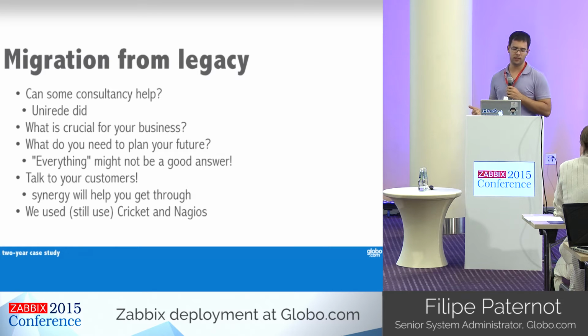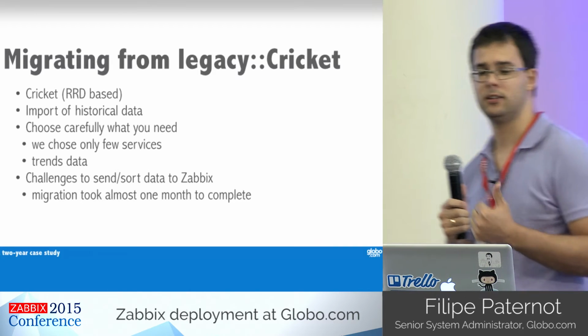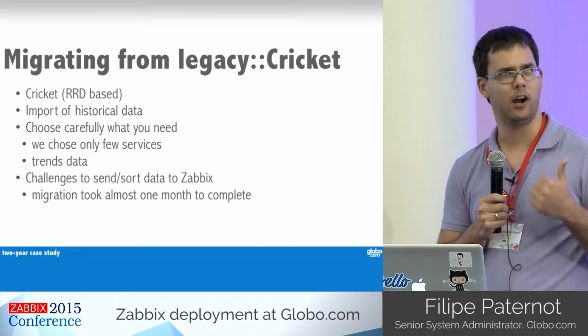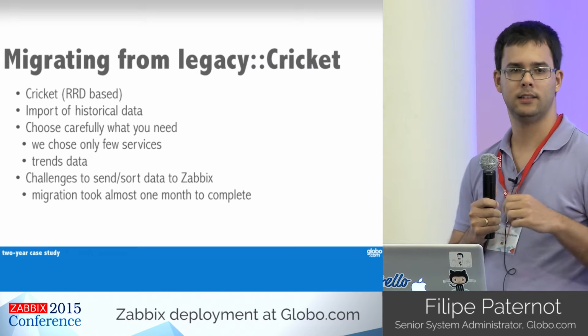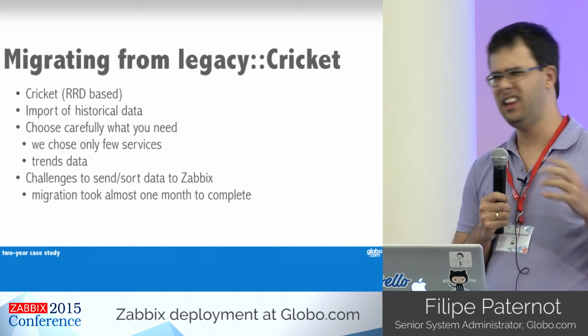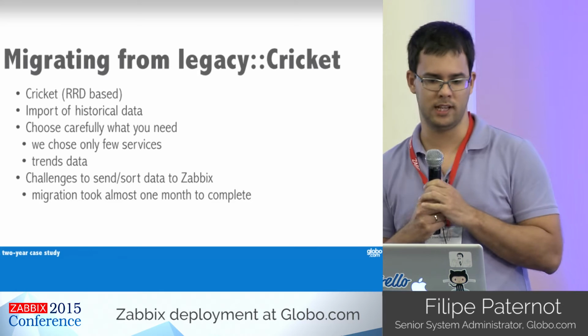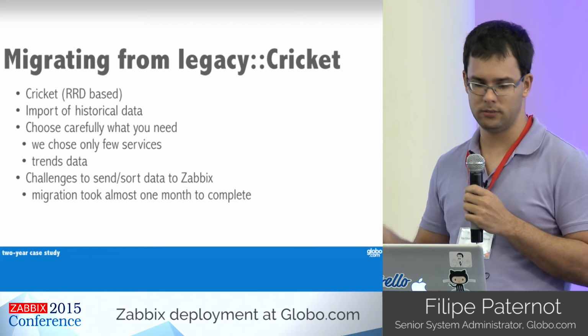We use it, and it's still some small fraction of it working. It's Cricket, we'll talk about it, and Nagios. First, Cricket. Cricket is an RRD tool that generates graphs, a little bit close to Zabbix, but far older.